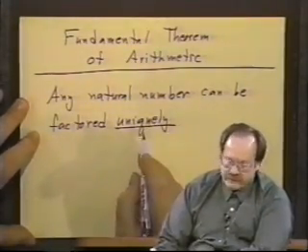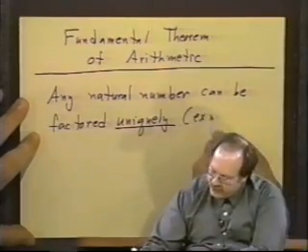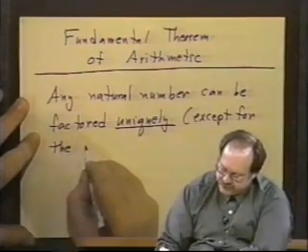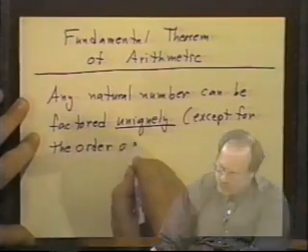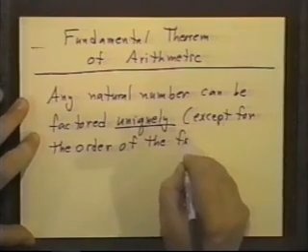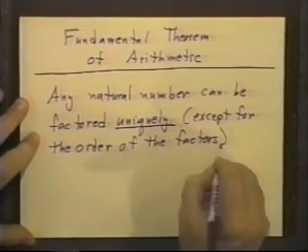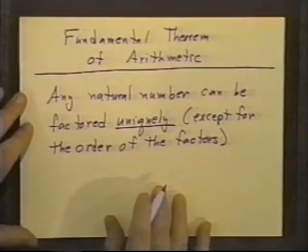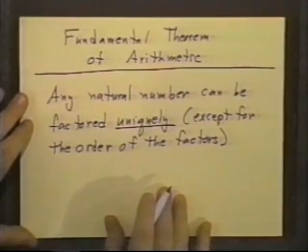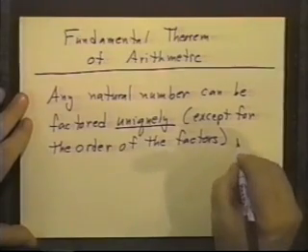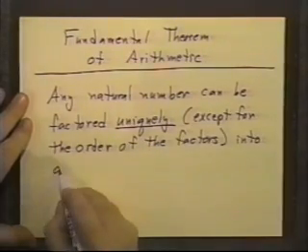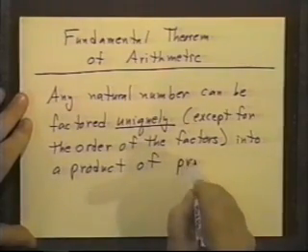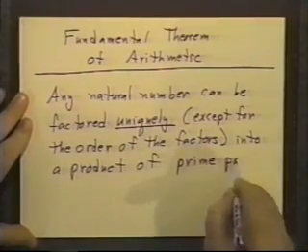There's only one way you can factor it, and that one way is, except for the order of the factors, because as you may remember from your knowledge of the numbers, 2 times 3 is the same thing as 3 times 2, into a product of prime powers.